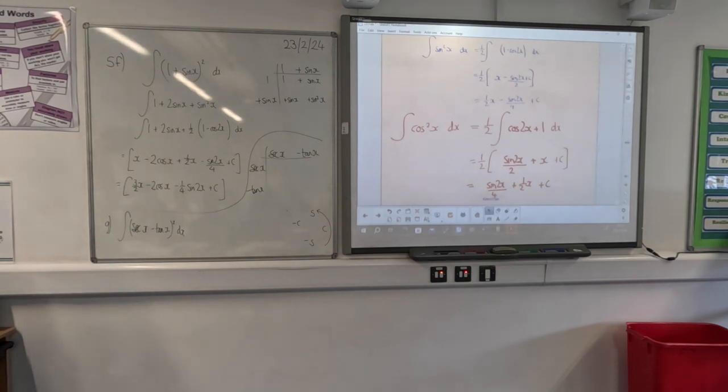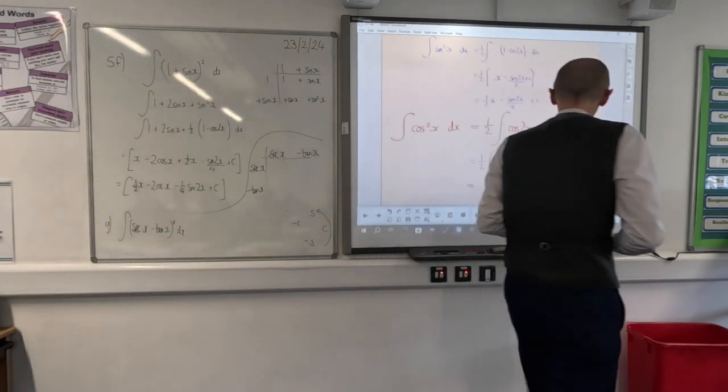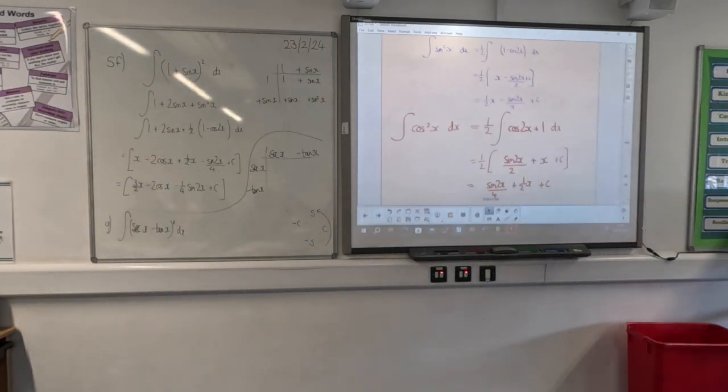And can I encourage you to have a go at sec x minus tan x squared, which itself needs to be gridded out. And I'd like to start Monday by just revealing the answer. So I'd really encourage you to have a go at that.